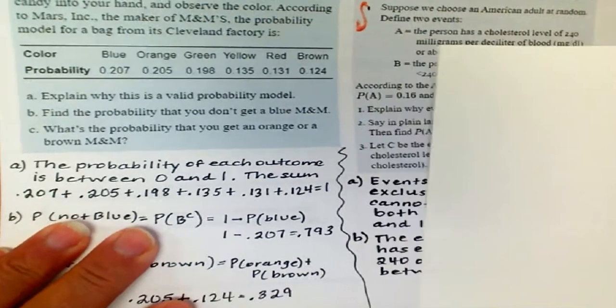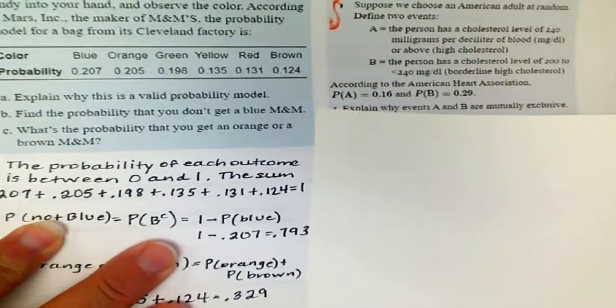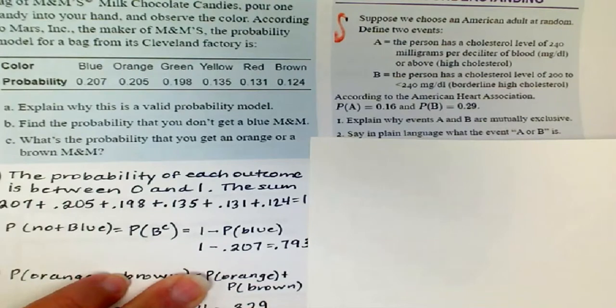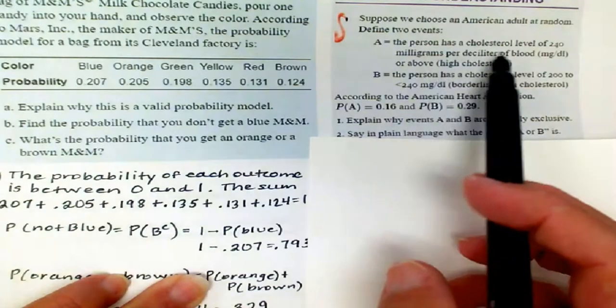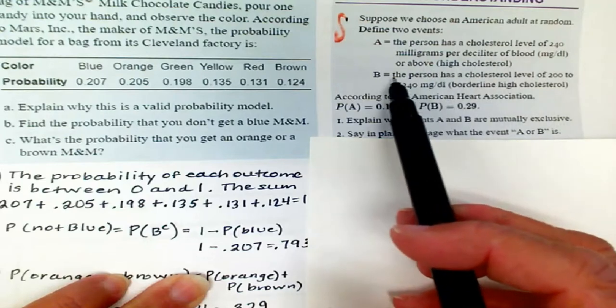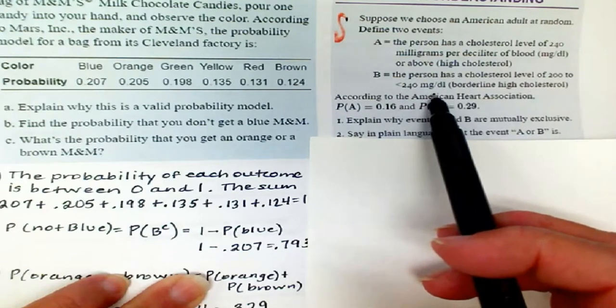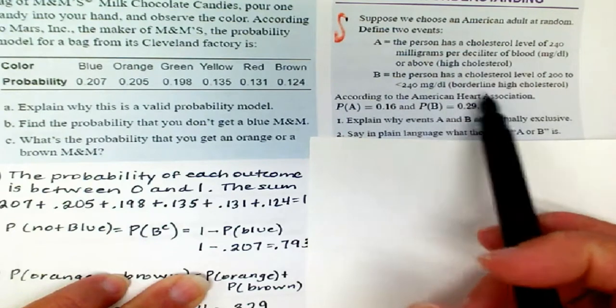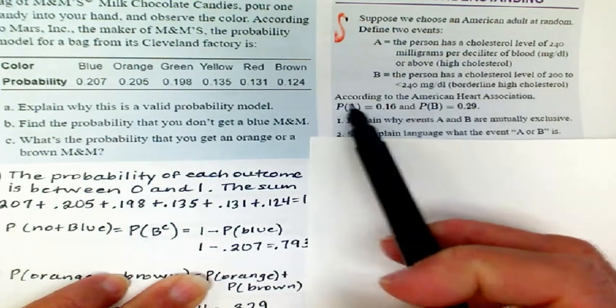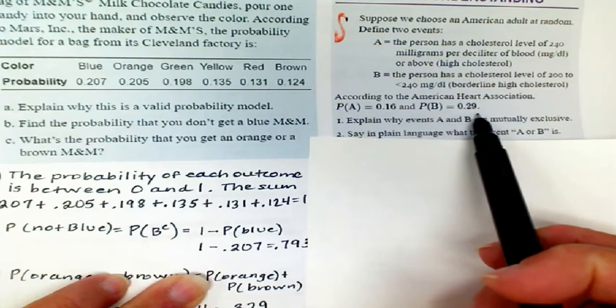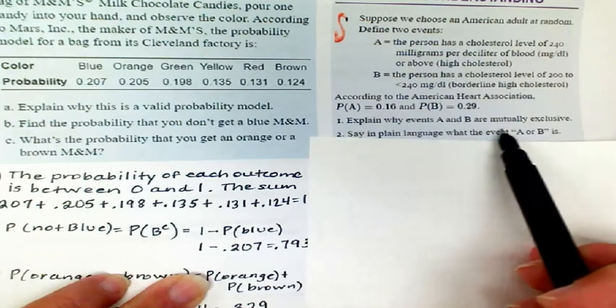All right, the second example, it says, suppose we choose an American adult at random. Here are the two events. A, the person has a cholesterol level of 240 milligrams per deciliter of blood or above. So A is basically the person has a cholesterol level of 240 or above. B, the person has a cholesterol level of 200 to less than 240. Okay, so this would be high cholesterol. This would be borderline high cholesterol. According to the American Heart Association, the probability of A is 0.16 and the probability of B is 0.29. Part 1, explain why events A and B are mutually exclusive.